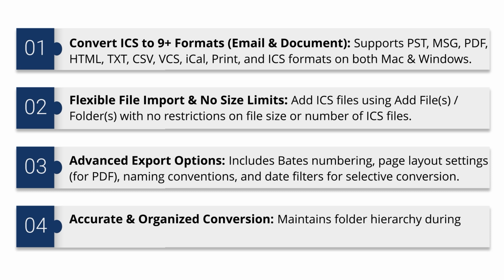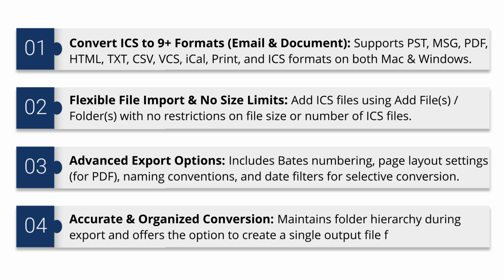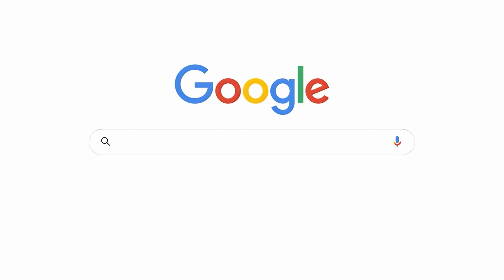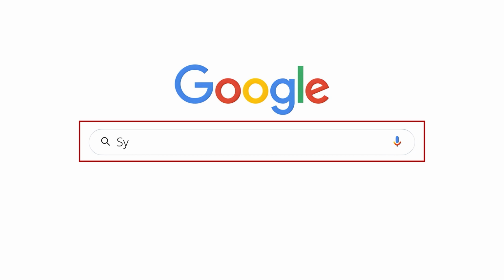Accurate and organized conversion. Maintains folder hierarchy during export and offers the option to create a single output file for each ICS folder. To download the software, open Google and search for SysTools ICS Converter tool.